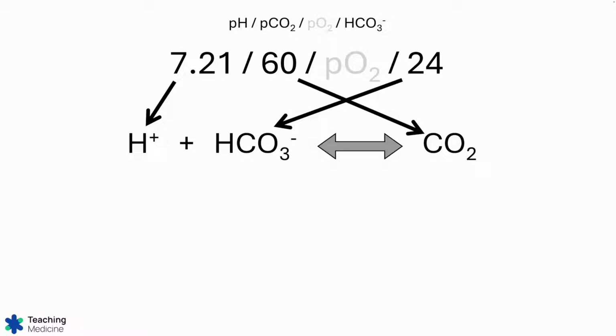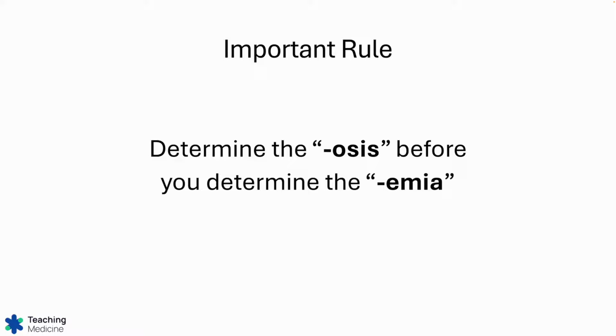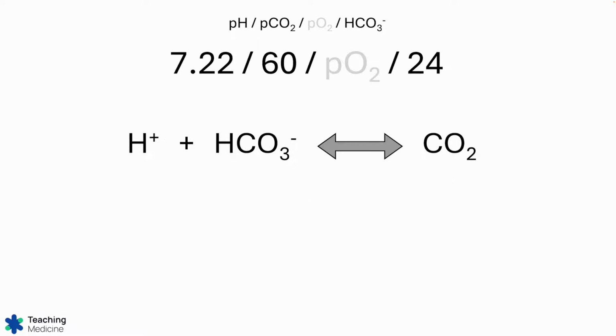So let's go forward and see if we can analyze all three values of this ABG. And remember, we're always going to determine the osis before we determine the emia. So here we've got 7.22, PCO2 of 60, a bicarb of 24. As a reminder, we can see what the normal values are: 7.40, PCO2 normal value is 40, bicarb normal value is 24. So let's analyze the osis.